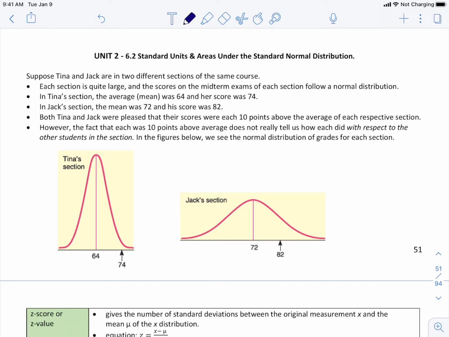Both Tina and Jack were pleased that their scores were each 10 points above the average of each respective section. However, the fact that each was 10 points above average does not really tell us how each did with respect to the other students in the section. In the figures below, we see the normal distribution of grades for each section. If you notice, in Tina's section there's a smaller standard deviation, and in Jack's section the scores are more spread out, which means that they had a larger standard deviation.